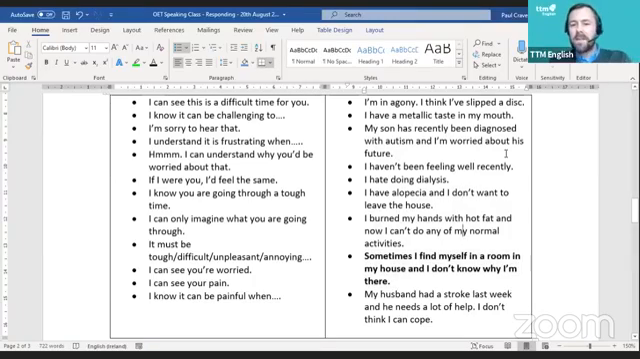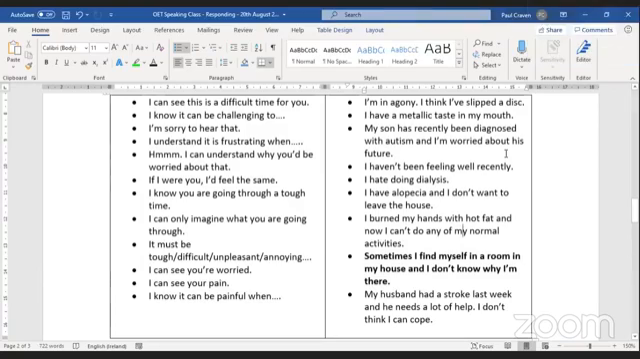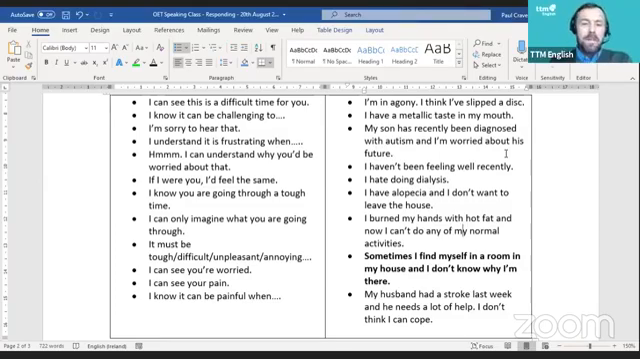Sometimes I find myself in a room in my house and I don't know why I'm there. So if we think about who this is, I'm thinking maybe Alzheimer's. Someone maybe mid 60s, trying to come to terms with something that's changing. There could be some depression there. There could be some dementia.